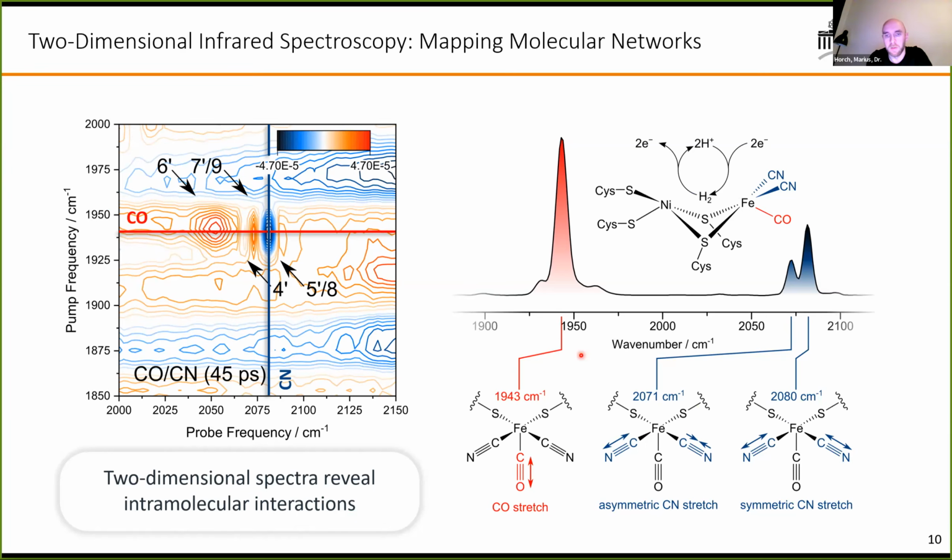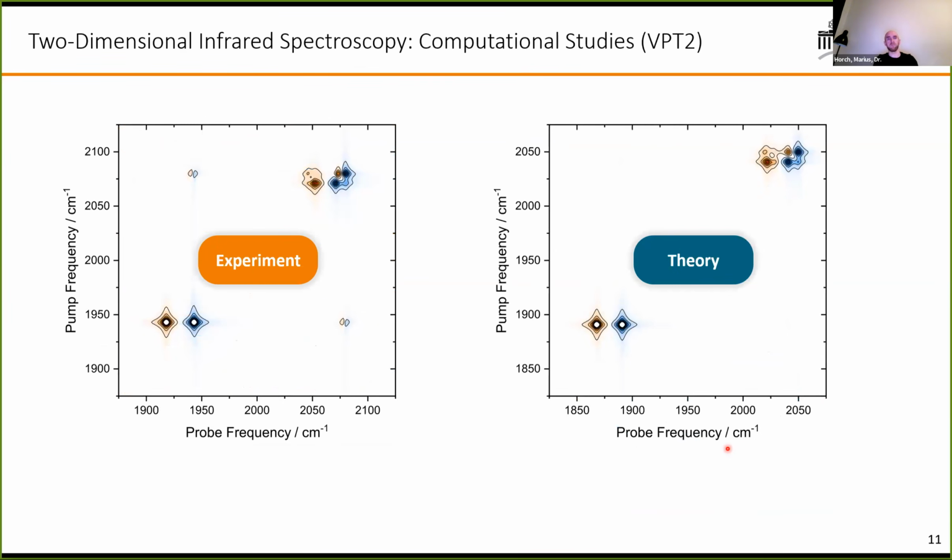So far we have looked at the interaction between the CO stretching vibration and the cyanide stretching vibration. In the final part of the talk, I also want to have a look at what kind of information we can extract from the interaction between the two cyanide stretching vibrations, the two individual CN stretch modes. To this end, we will move on towards computational 2D IR spectroscopy. The first thing I'd like to highlight is that, as you can see, in the calculations we can very nicely reproduce the overall pattern of the enzyme.